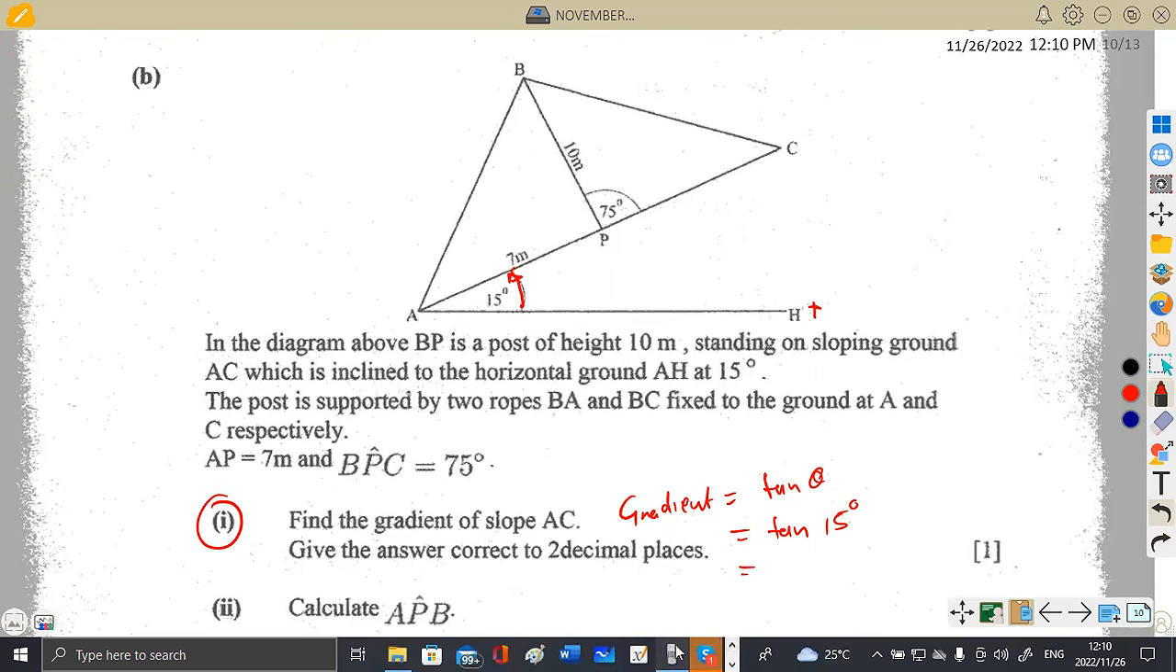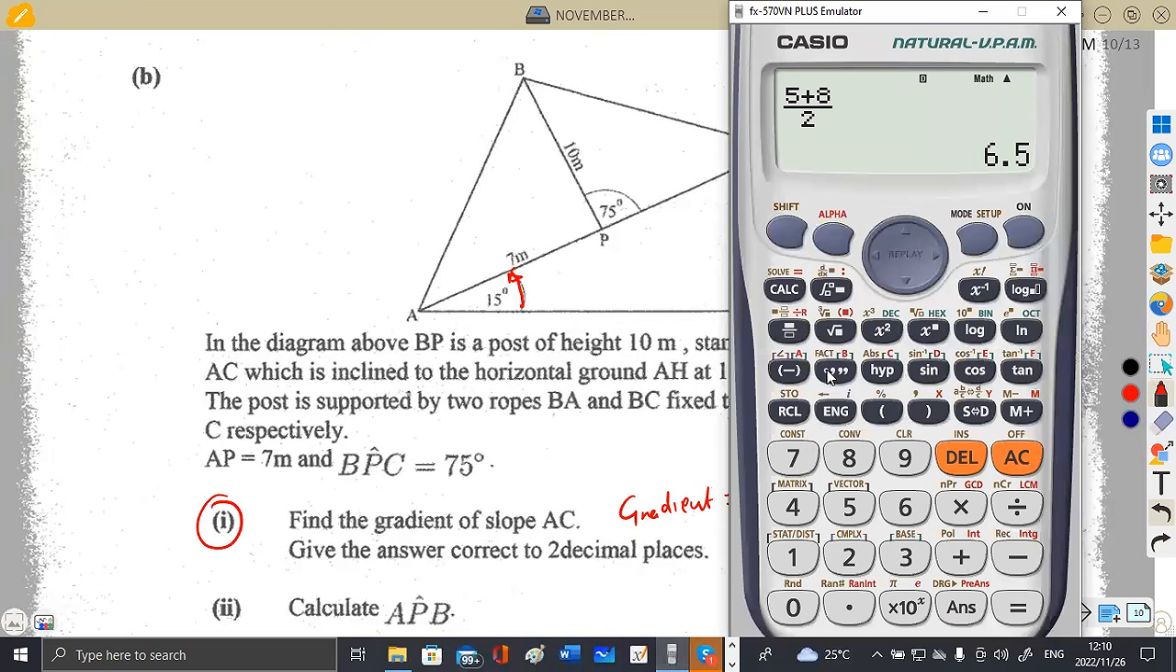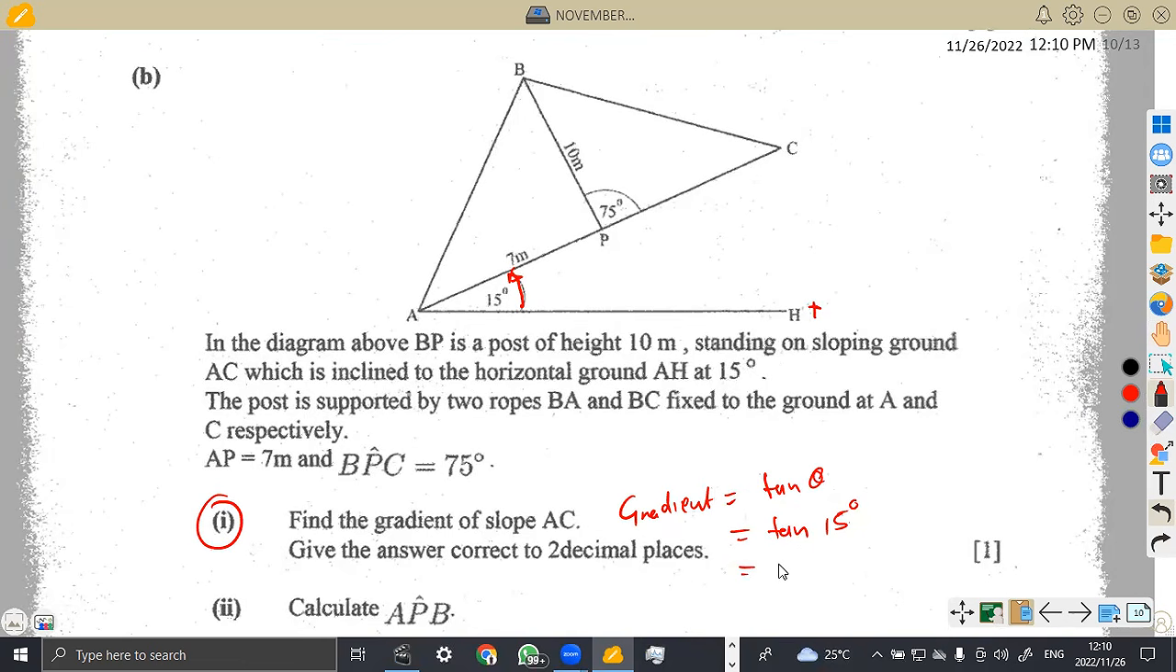For this one, you needed a calculator to find the value of tan 15. Tan 15 is 0.26, whatever, and to 2 decimal places it is going to be 0.27. So that was the gradient, 0.27. Let me know if you have any other method that you used to calculate this gradient. Yeah, let us know, guys.